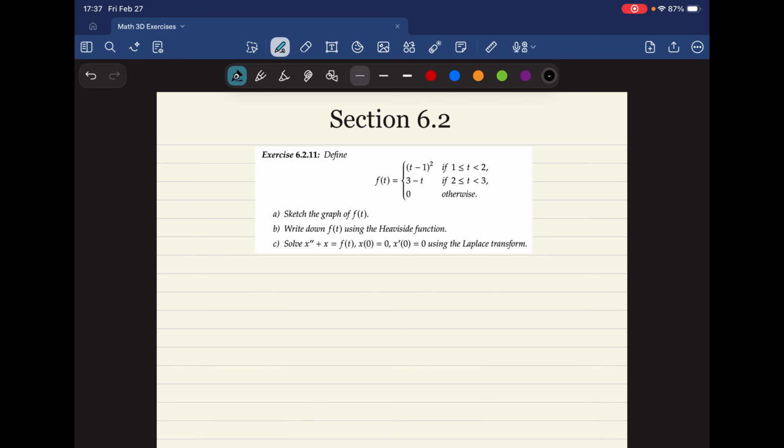Hello, in this video I'm going to be solving exercise 6.2.11 from Jiří Lebl's notes on Diffy Qs. Here we're given this function f of t defined piecewise as follows, and there are three parts to this exercise. Part A, we need to sketch the graph of f of t. Part B, we need to write down f of t using the Heaviside function. And then part C, we need to solve this ODE here using the Laplace transform.